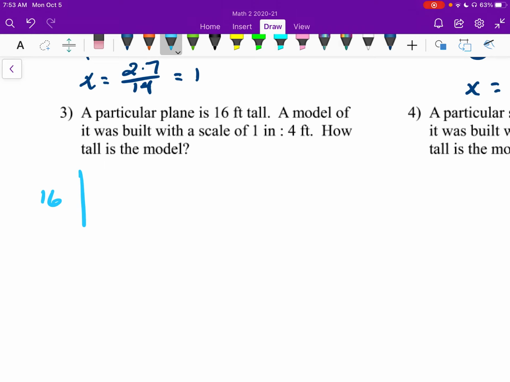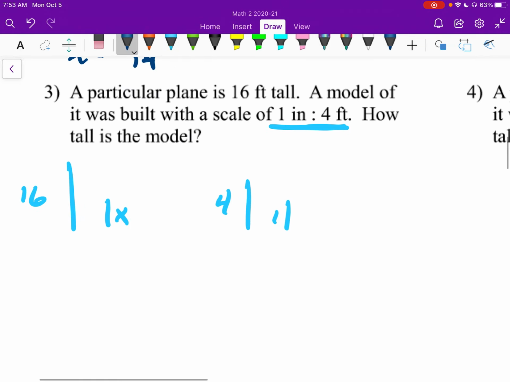Now, what I normally do with these problems, and I know there's other ways to do them, but this is just the way that I do them. So 16, and I'm going to have my model there as x. And then on the right side for my other shape, I'm going to put the scale factor. It's going to have 4 and 1, 4 to 1. And to me, this just helps me to see what I'm dealing with. Another way that helps me is if I list down that this is feet, this is inches, this is feet, this is inches, to show me what's happening here.